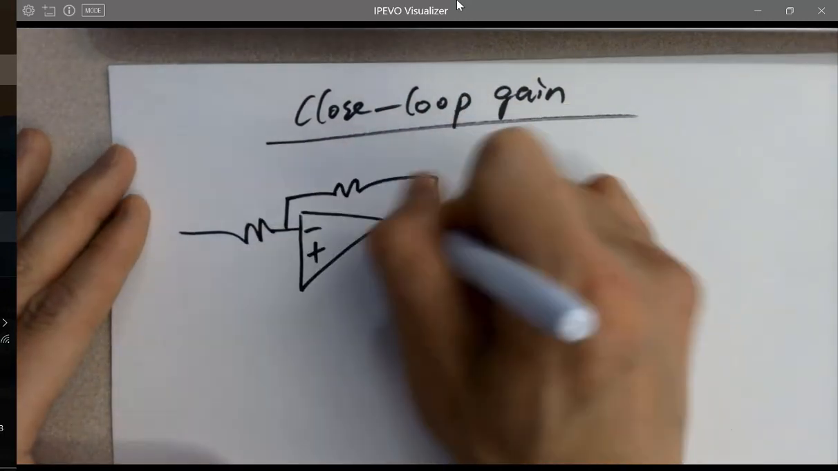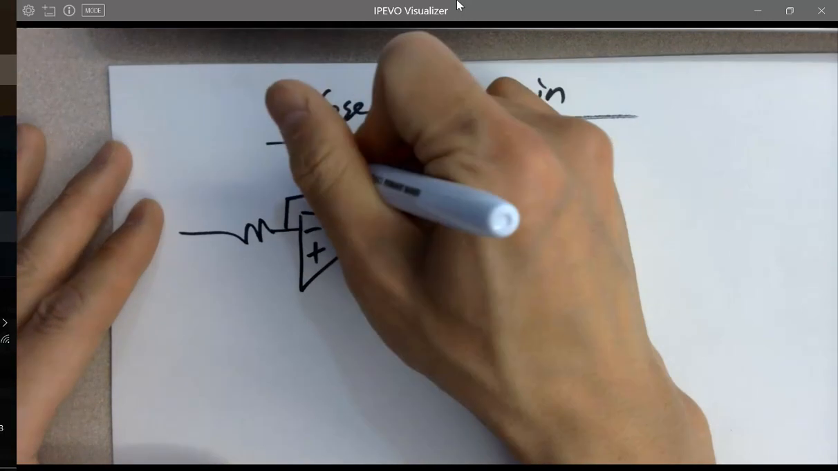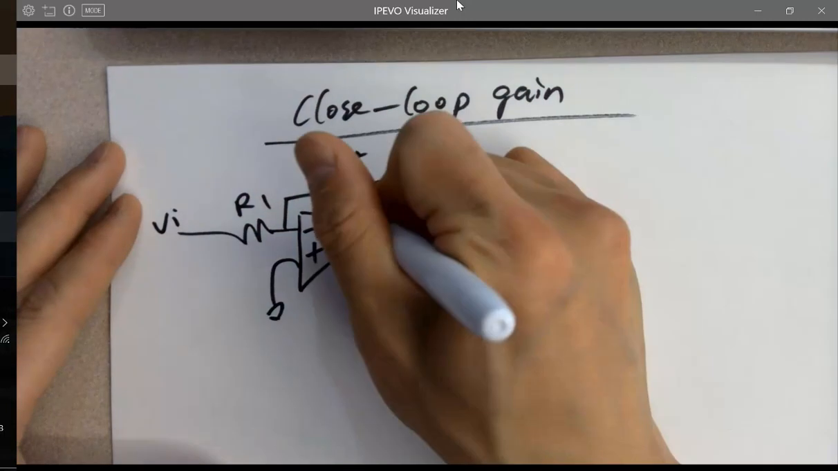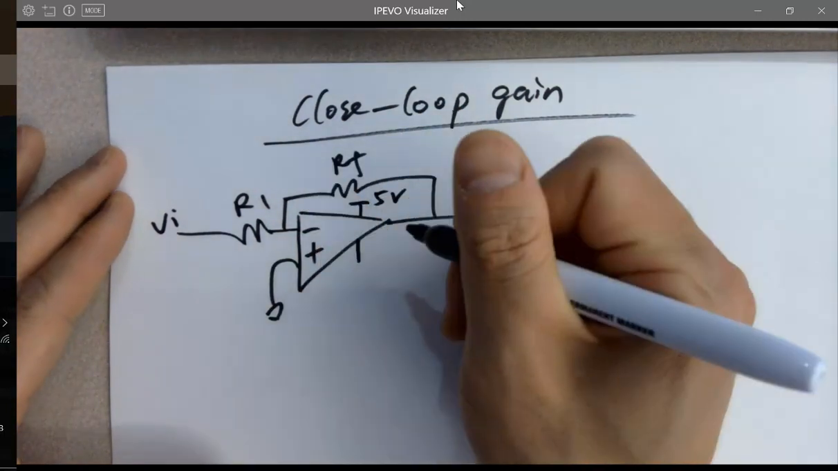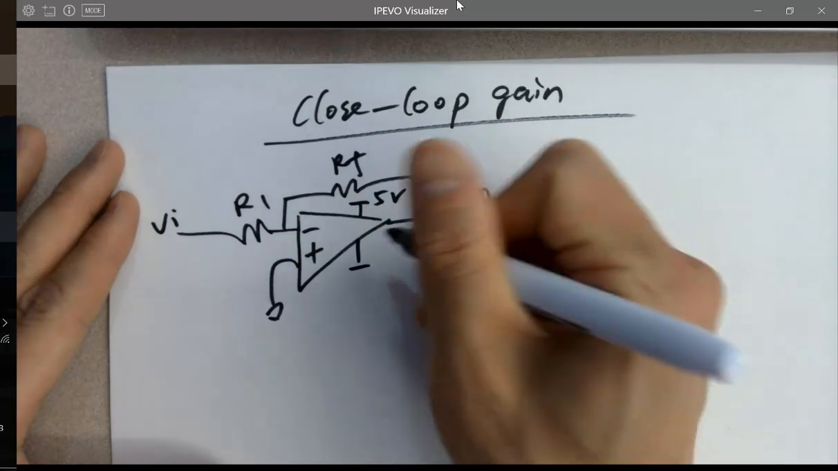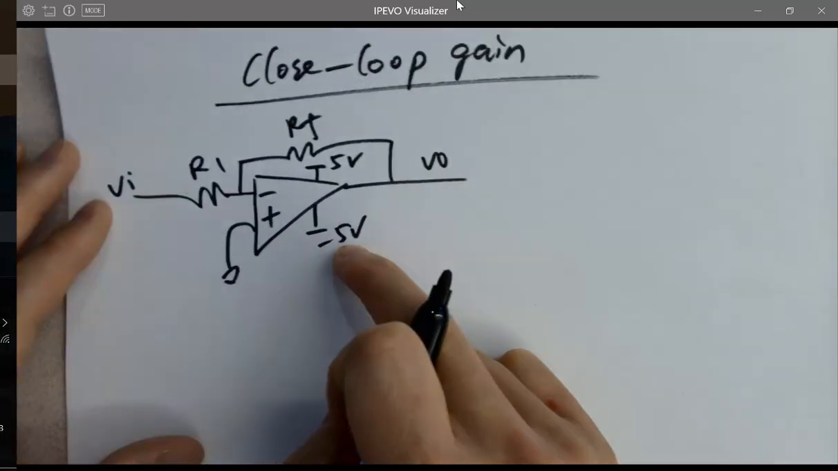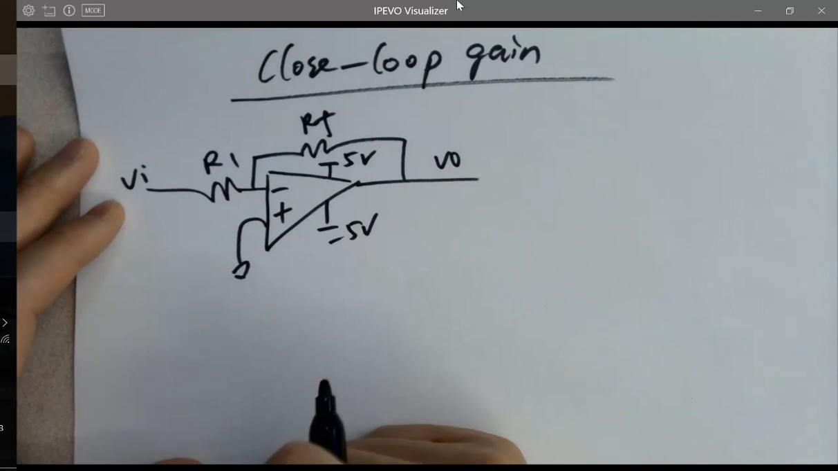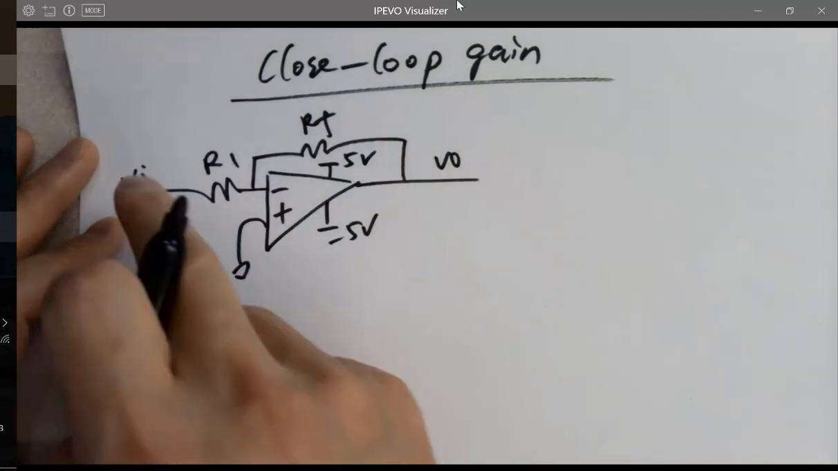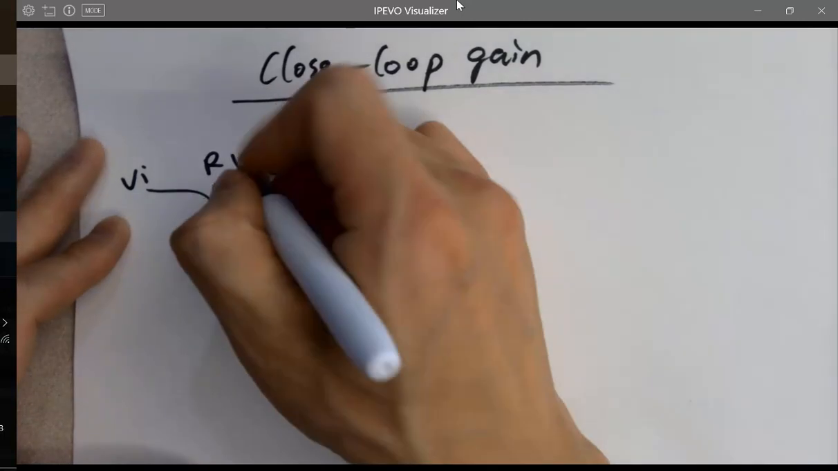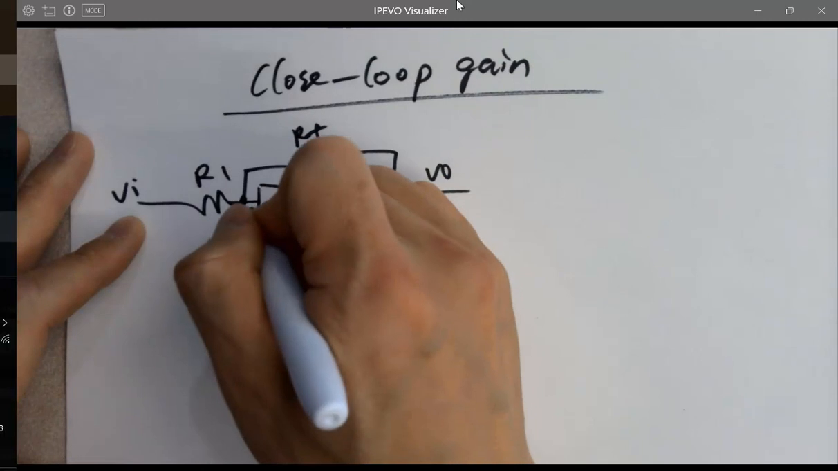So this is an inverting configuration. Let's just put 5 volts here for now, right? So I have 2 power rails, 5 volts and negative 5 volts. And closed loop gain. So what is the gain? How much can I amplify VI into VL? How does that work? Another thing you need to know, the current, I call it I0.